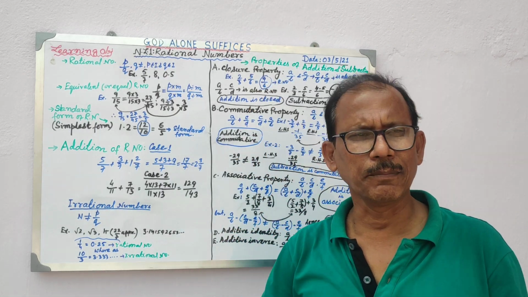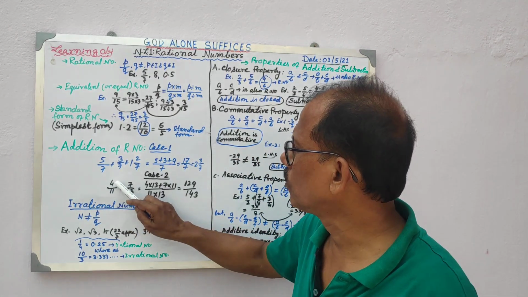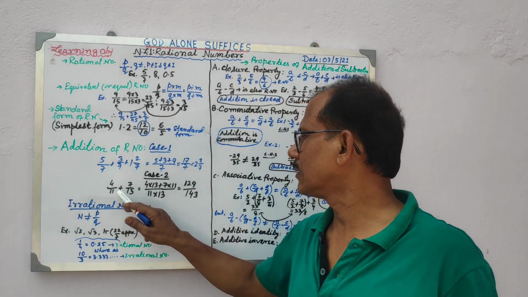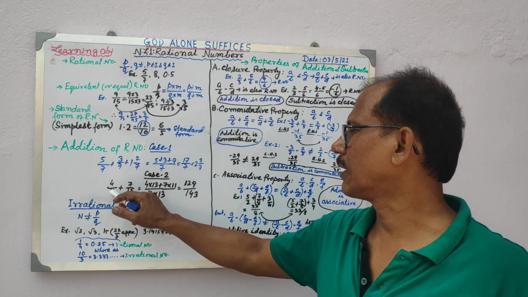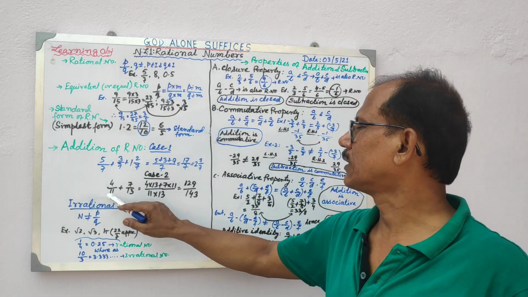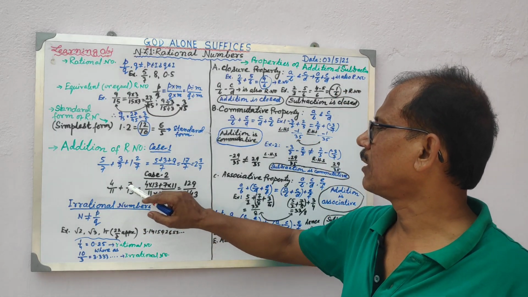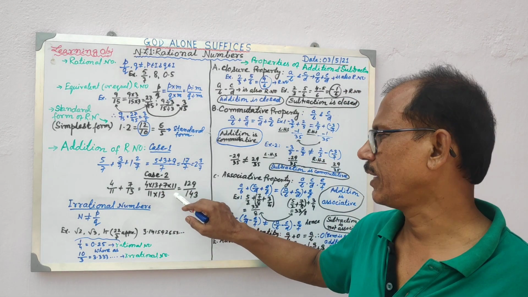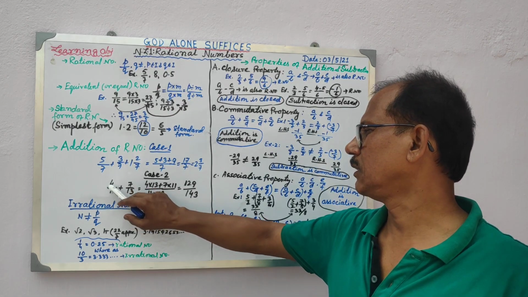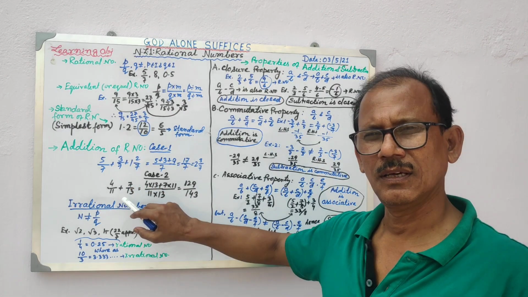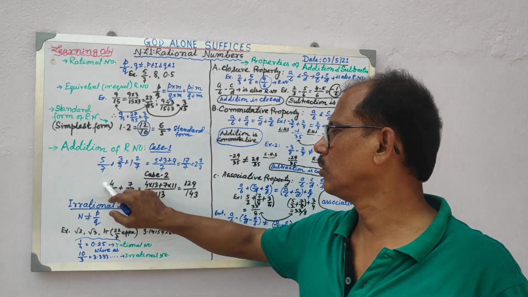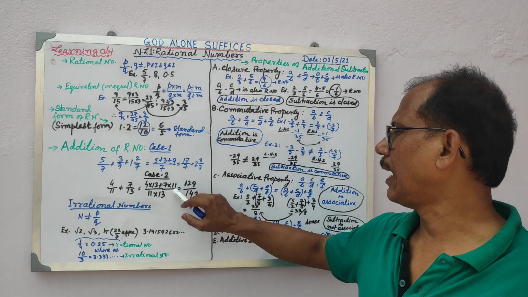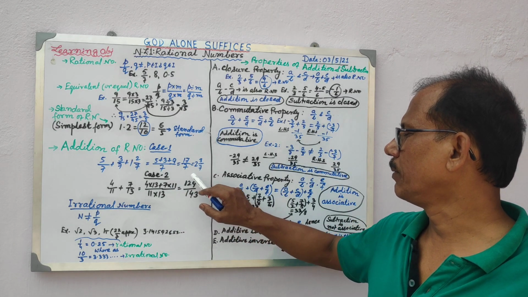Case 2 will be what? If they are unlike fractions, either you have to convert them into like rational numbers, meaning you make the denominator the same for both, or you go for the LCM of the denominators. Then you divide the LCM by the denominator of each fraction, and whatever it comes to, you multiply with the numerator and add. So this way you can find it.